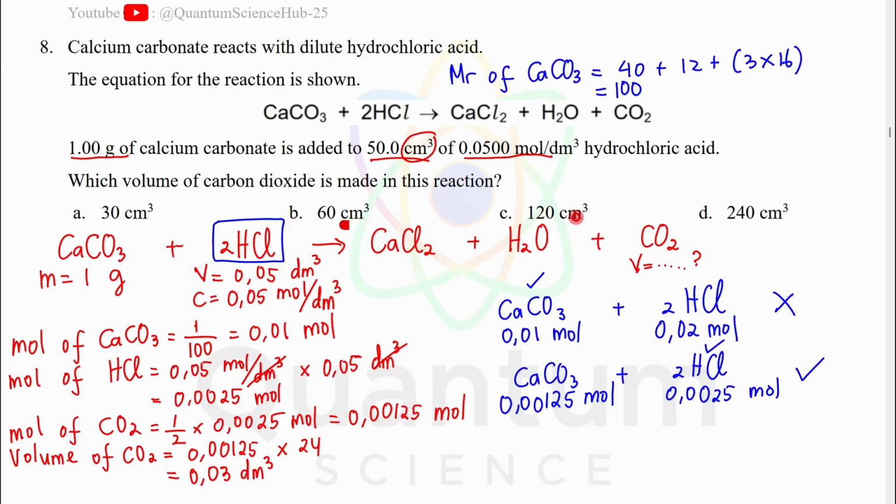Okay, now let's check the options in here. All the answers are in cm cube, so we change it into centimeter cube. You times it by 1000. So 0.03 times 1000 is 30 centimeter cube. So the correct answer here is A.